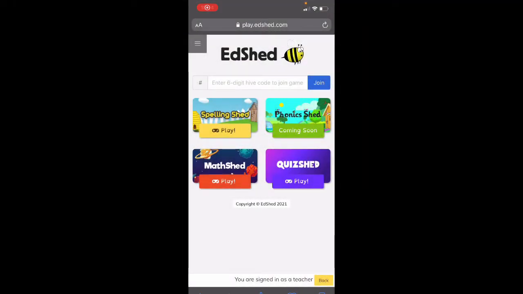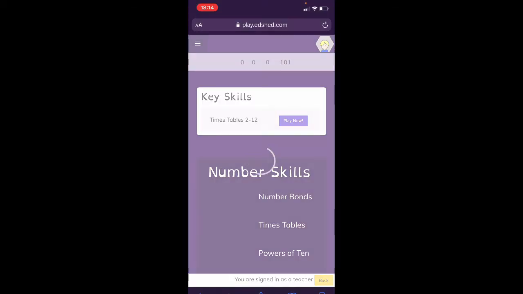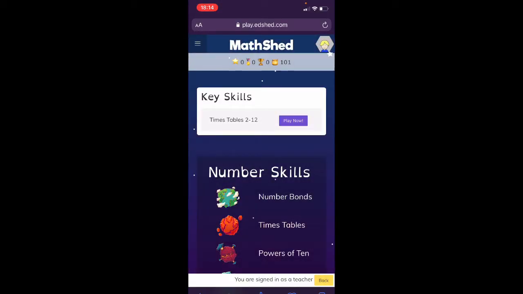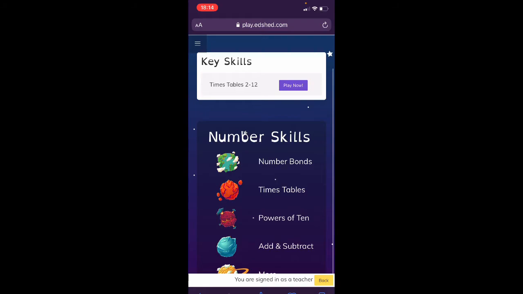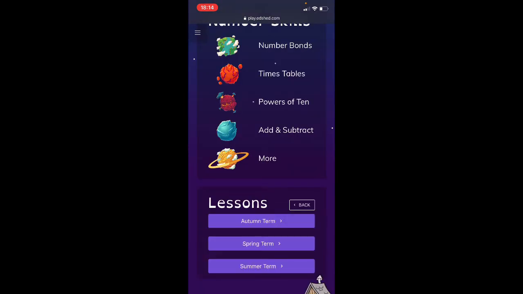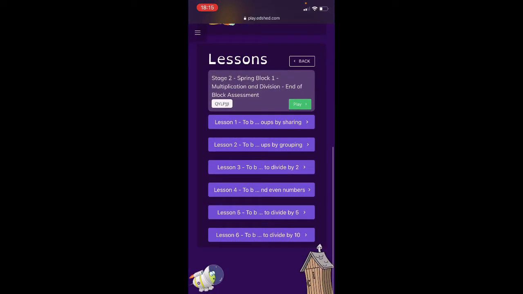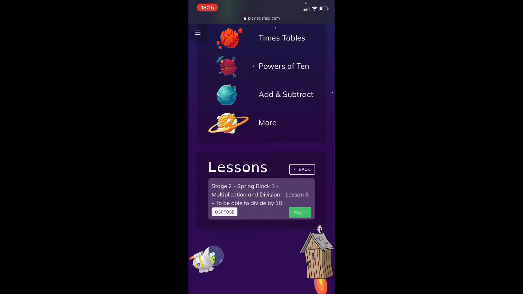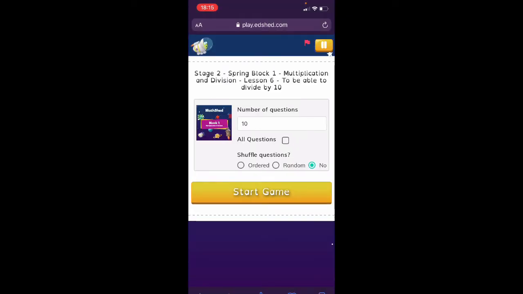If you'd like to practice anything that we've done this week, thinking about dividing by 2, dividing by 5, dividing by 10, and looking at those odd and even numbers, go to Spelling Shed and then go down to Lessons, choose the Maths Shed, go down to Lessons, choose Stage 2 because we're in Year 2, choose Spring Term, and then if you go on Block 1, there are lots of resources there for you to use. And you can go into each one and there's a little game for you to play.